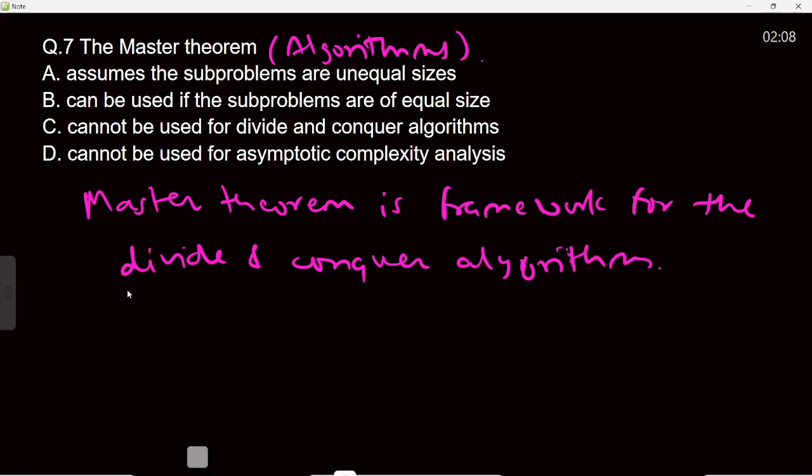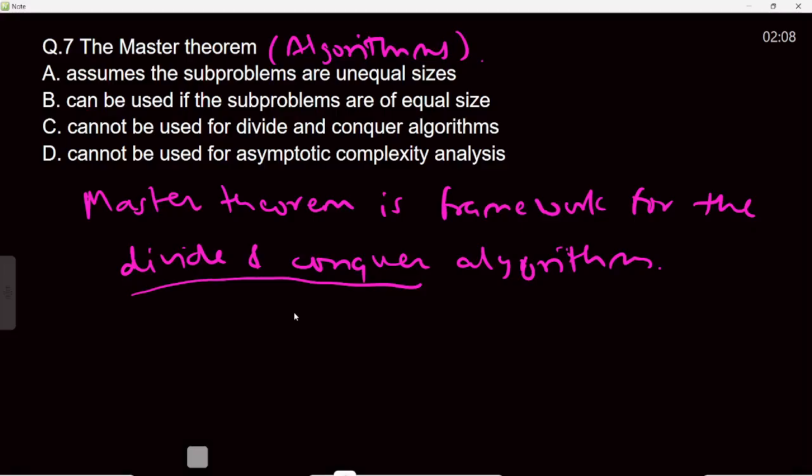Now, what is this divide and conquer? Divide and conquer means we are given a very large problem. Then what we have to do? We need to divide that problem into sub problems of equal size. Remember this equal size, because all these sub problems will be of equal size.